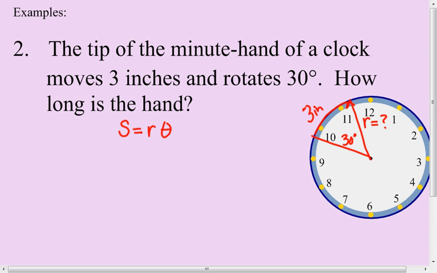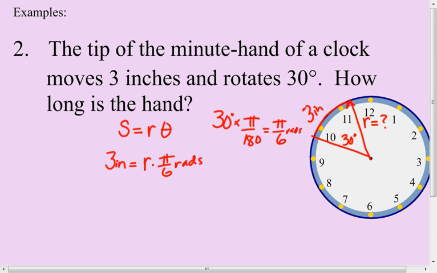Okay, the problem in this case is you have the angle in degrees, and in order to use this formula, the angle has to be in radians. So first of all, I need to convert that 30 degrees. And again, to convert something that's in degrees to radians, you multiply it by pi over 180. And when I multiply that by pi over 180, I will get pi over 6. So that's what it is in radians. Okay, so I know that my S is 3 inches. I do not know my radius, but I know that my theta is pi over 6 radians. Okay, so to solve for R, I will divide by pi over 6 radians.